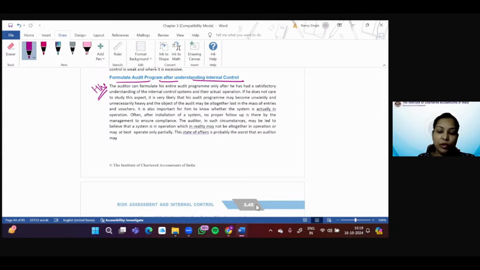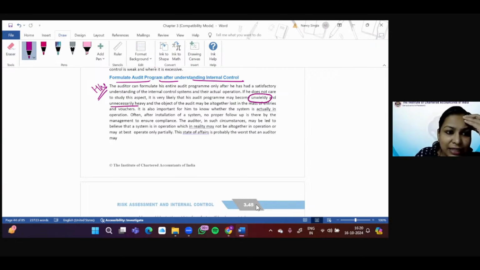So whether the auditor will formulate his audit program after he obtains an understanding of internal control. See, if the auditor doesn't obtain an understanding of the internal control and he forms an audit program, so he is going to write that this is also to be checked, this is also to be checked. Why? Because he is not aware as to how the internal control is. So his audit program is going to become what? Bulky.